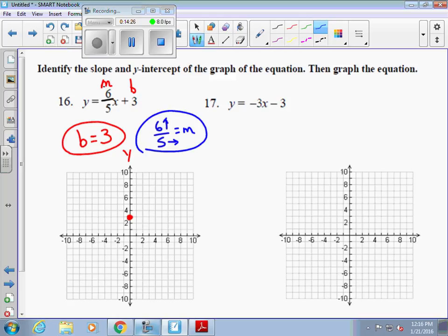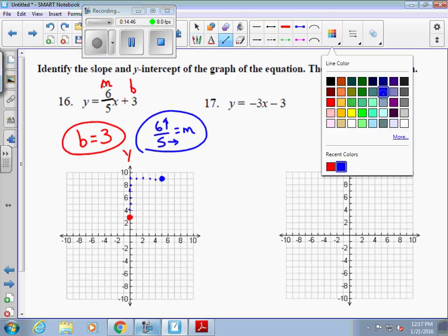So from the point where we began at 3, we're going to go up 6. So up 1, 2, 3, 4, 5, 6, and to the right 5 times. 1, 2, 3, 4, 5. That's where we're going to put our second point. Once you have 2 points, you draw a straight line through both of them, and you make yourself an equation.